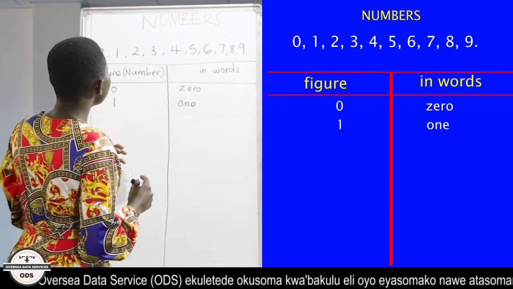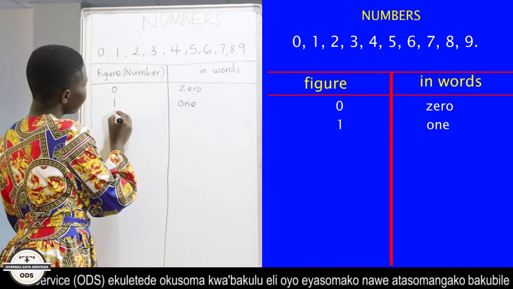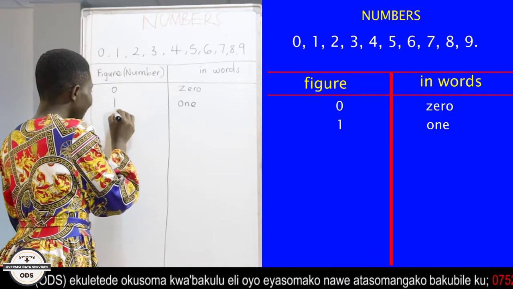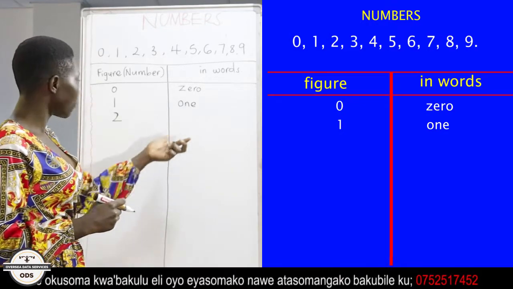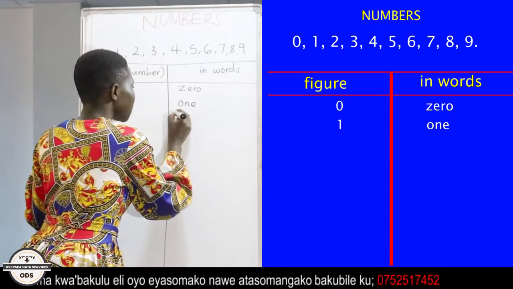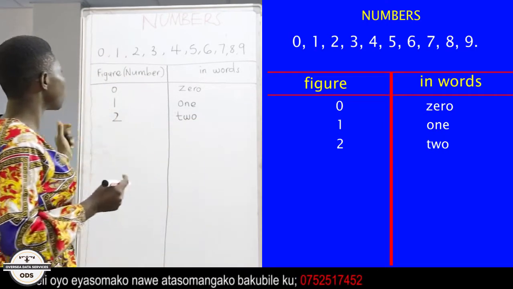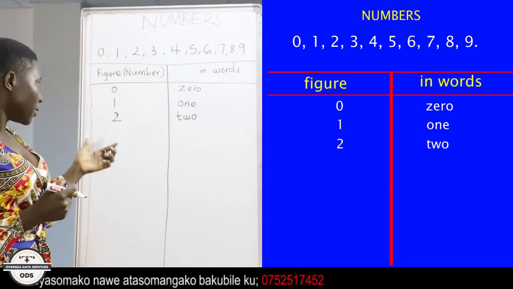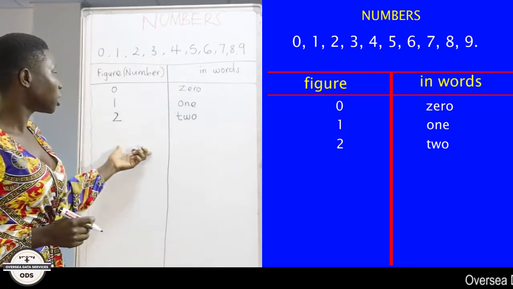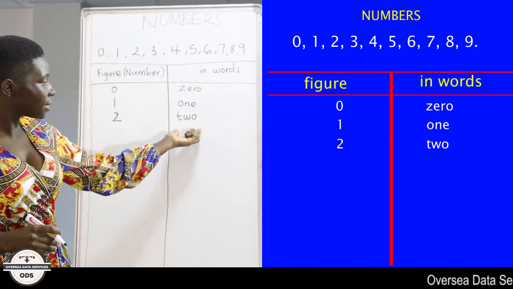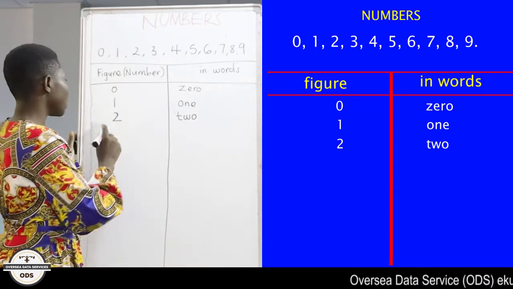Okay? Let us continue. We have 2. This is how we write 2 in figures. Now how do we write it in words? We write it T-W-O. That becomes the word two. We read it as two in English, and this is how we write it in words. Let us proceed.